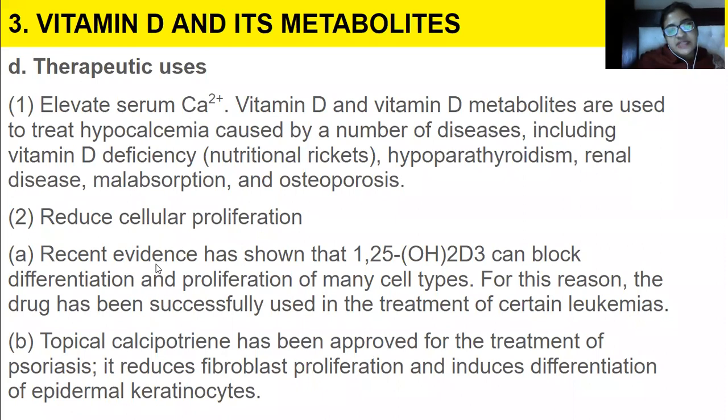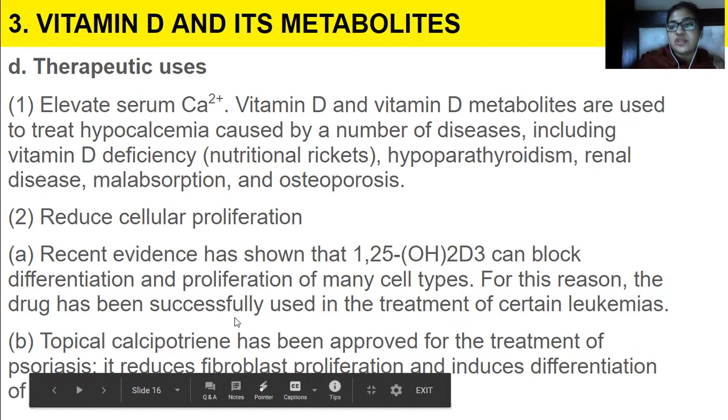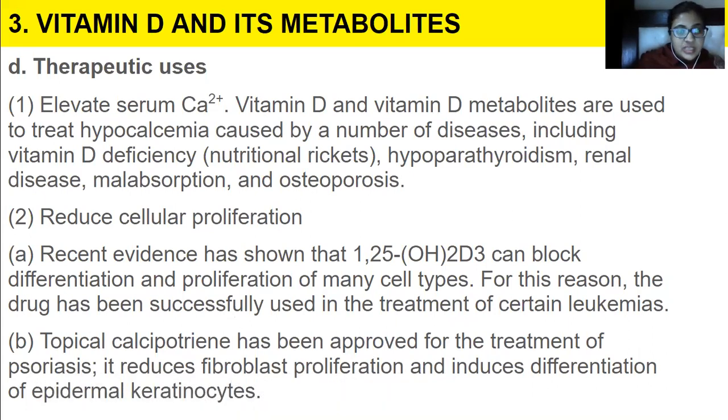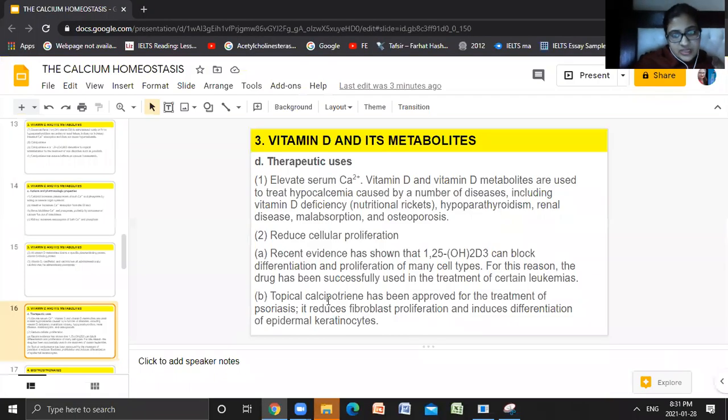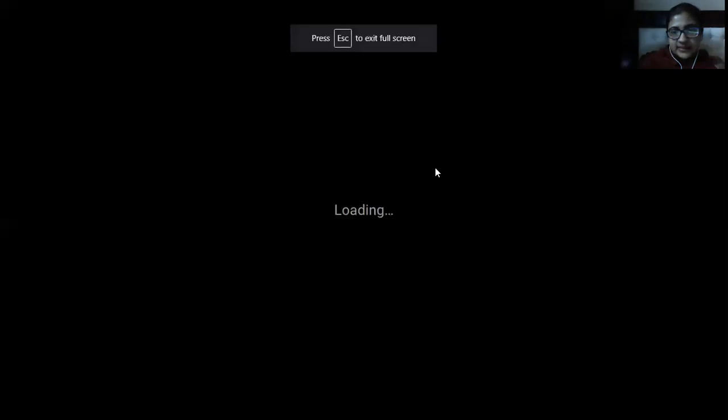Okay, recent evidence has shown that 1,25 dihydroxy D3 can block differentiation and proliferation of many cell types. For this reason, the drug has been successfully used in the treatment of certain leukemias. So topical calcipotriene has been approved for the treatment of psoriasis. It reduces fibroblast proliferation and induces differentiation of epidermal keratinocytes.